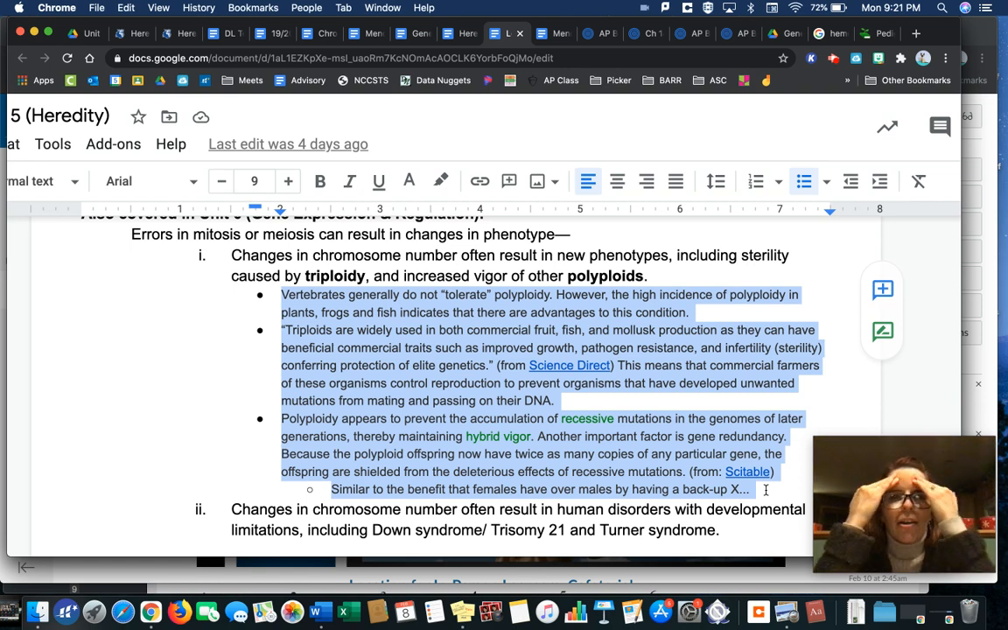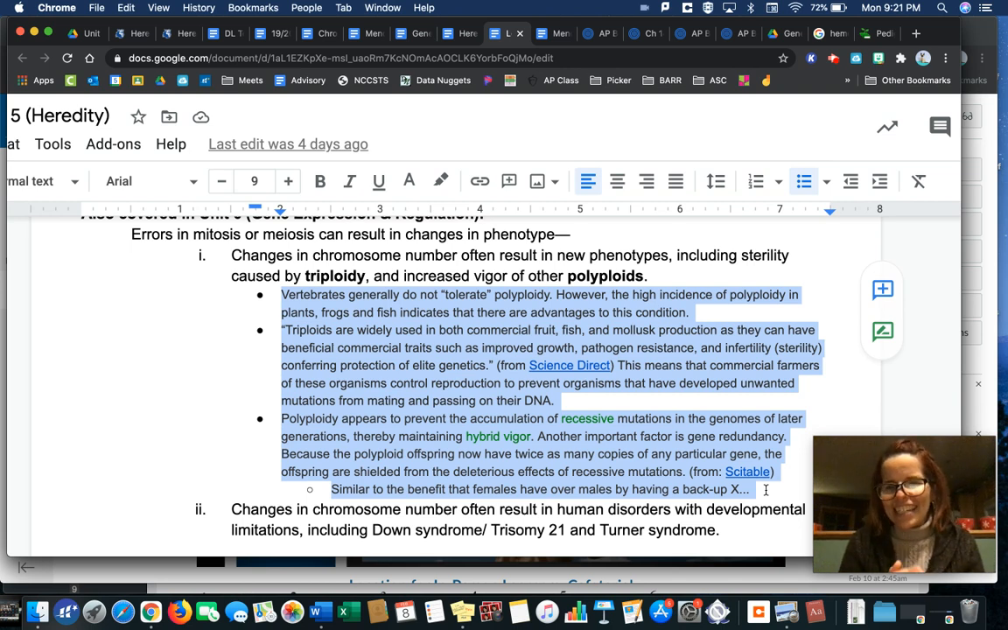Oh my gosh, what did that all mean? This means that commercial farmers of these organisms control reproduction to prevent organisms that have developed unwanted mutations from mating and passing on their DNA. So farmers are super, super particular, and I'm not just talking about farmers of corn. We're talking about all of these kinds of organisms.